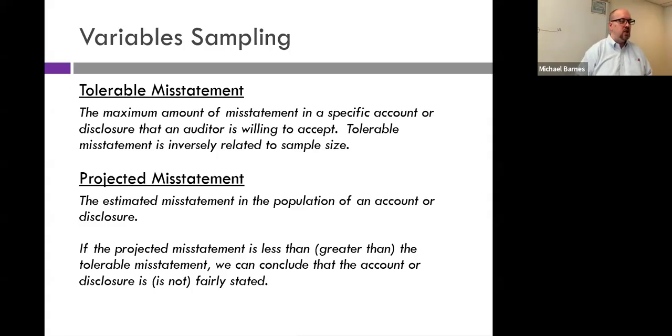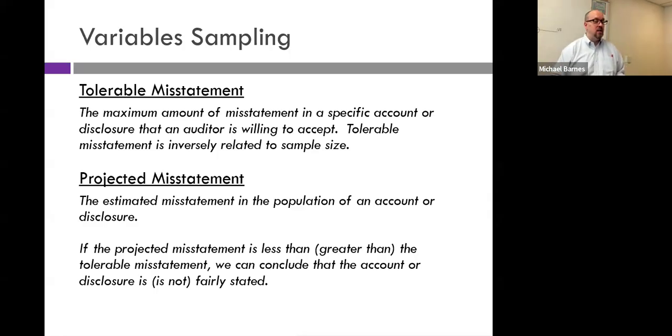Instead of tolerable deviation rate, we have something called tolerable misstatement, which should sound really familiar. Tolerable misstatement, remember, was the maximum misstatement we can accept at the account level. It's the exact same thing. The maximum amount of misstatement that we're willing to accept in a specific account or disclosure, it is inversely related to sample size. Basically, the larger our tolerable misstatement is, the smaller the sample that we need to test, because we can accept more error. If we make tolerable misstatement too small, we have to make our samples really, really large, assuming we rely on sampling.